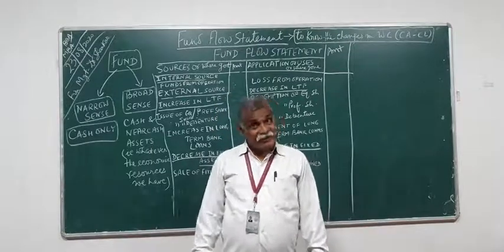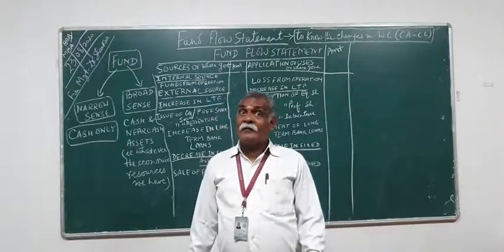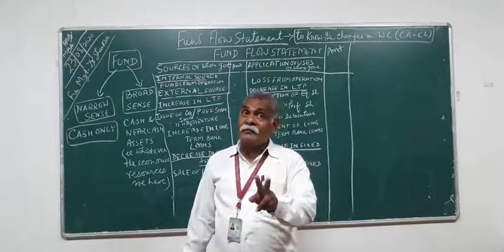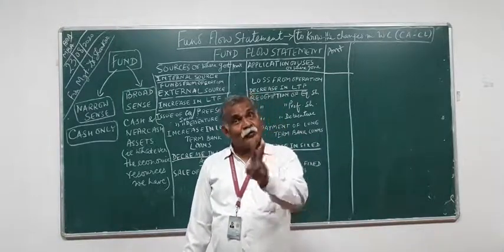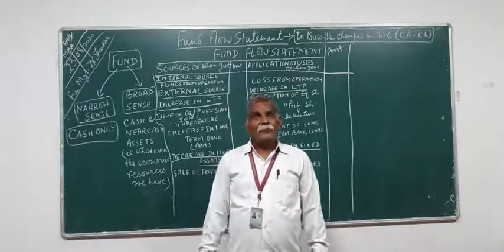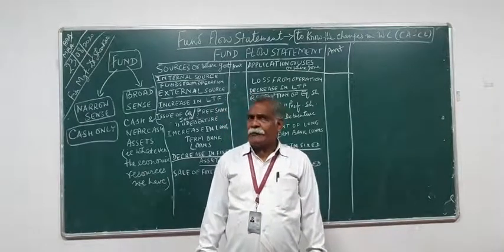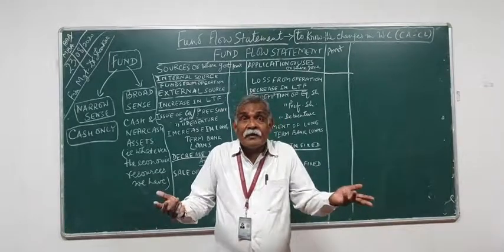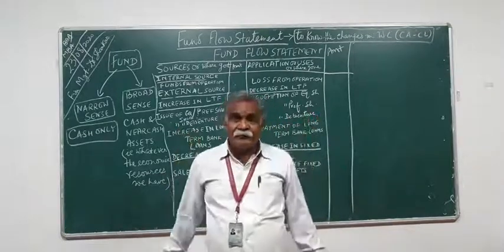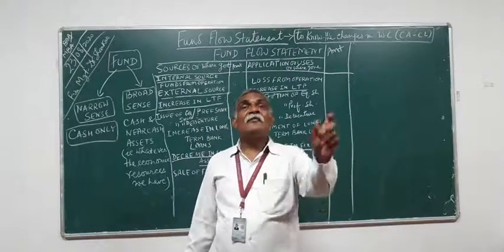Oh, is it so? It means there is a need for 2 years' balance sheets to prepare the fund flow statement? Yes, there is a need for 2 years' balance sheets. So we cannot prepare the fund flow statement with the help of 1 year's balance sheet. How could it be? Because if I have 1 year's balance sheet, suppose I have fixed assets of 10 rupees.